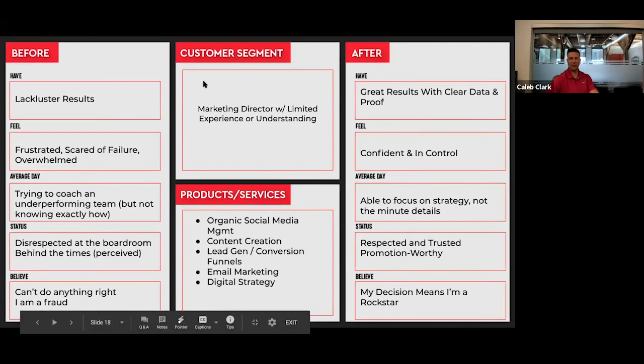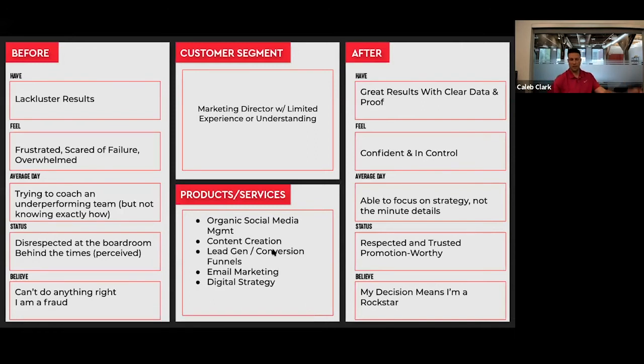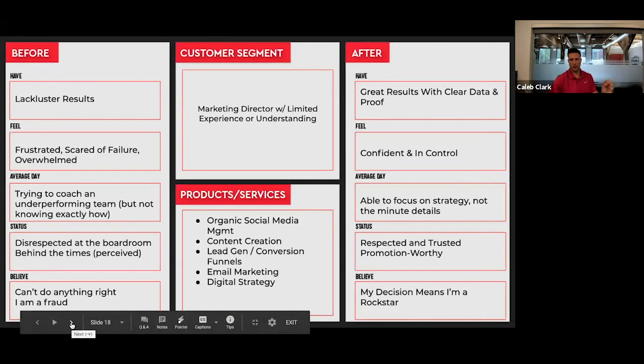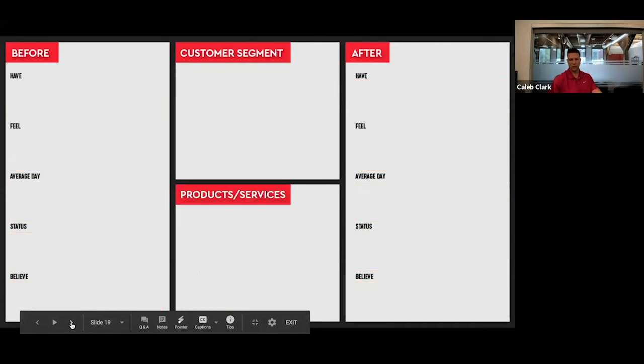Once we've identified what the ideal transformative state is, okay, by the way, we sell organic social media, content creation, et cetera, right? Rather than saying, hey, marketing director, here's what we sell. We haven't earned the privilege to have that conversation yet.